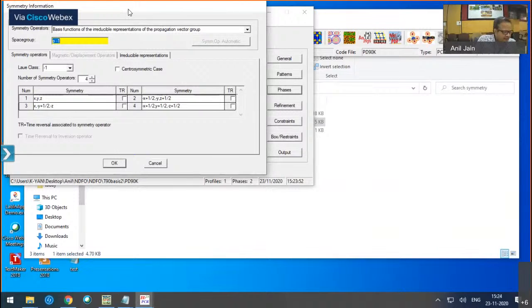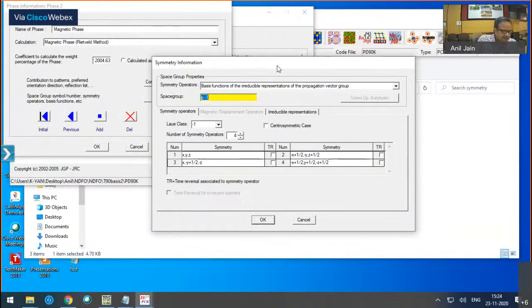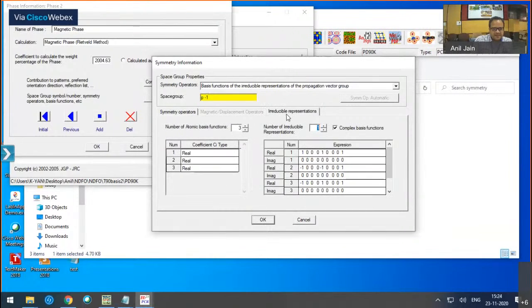So you can see here that I have put I as y equal to -2, due to which it is coming that basis function of the irreducible representation of the propagation vector group. So what I will be giving here is the information about the basis vectors. And these are the basis vectors.